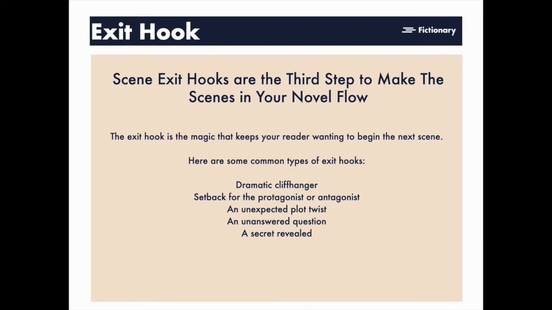At the end of the scene, leave the reader wanting more, and they'll start the next chapter. A reader should never be left at the end of a scene feeling too satisfied. Different options you have for exit hooks are a dramatic cliffhanger, a setback for the protagonist or the antagonist, an unexpected plot twist, an unanswered question, a secret revealed. There are other options, but the key is don't use any one of these too often. You want to use all of the options to make each scene interesting at the end.